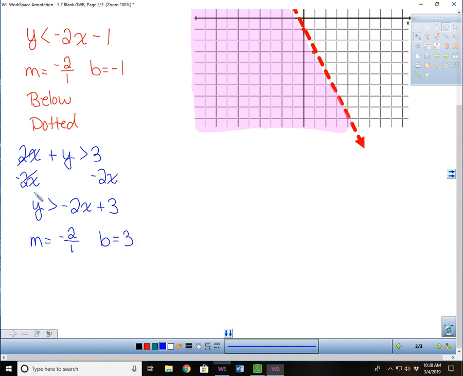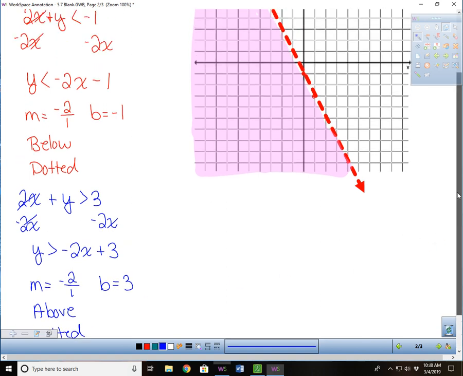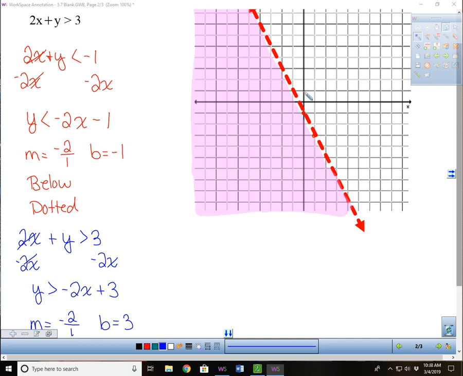Since y is greater than, you're going to shade above. And since you don't have an equal to bar, you'll have a dotted line. So now you've got all your info. Let's start at 3. 1, 2, 3. And then you're going to go down 2, right 1, down 2, right 1. Do as many as you need.